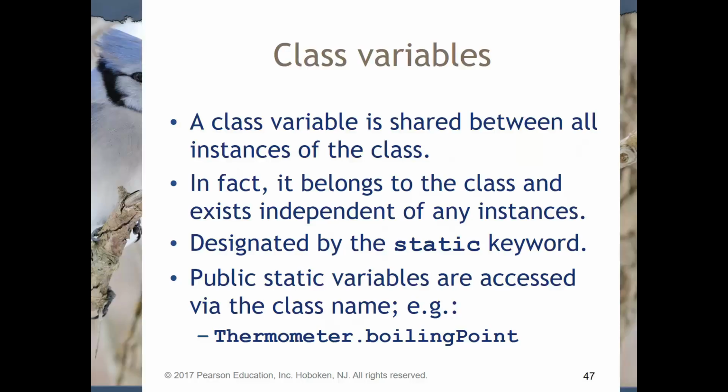So all instances of that object, the object is what's in memory, will have the same value at the same time, and it operates once in memory. You typically do that for things that are constants, and we're going to talk more about that in a little bit. But public static variables are accessed via the class name. So in this case, if I had a class named Thermometer with boiling point, I would put this in just like that, and that's all you would have to do. In fact, you don't even have to instantiate it.